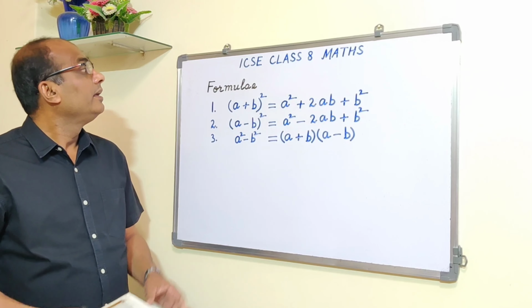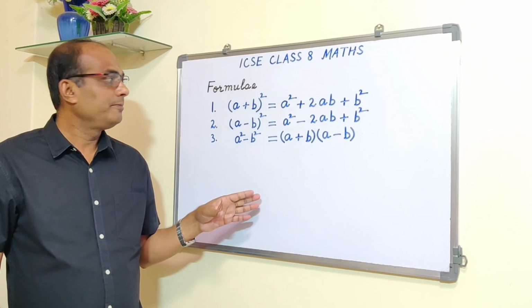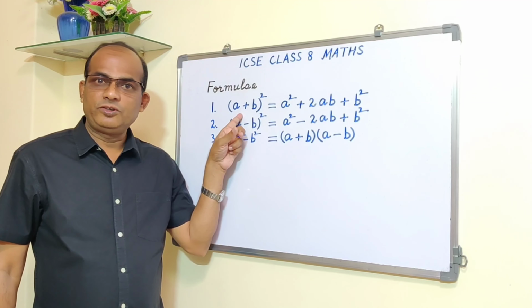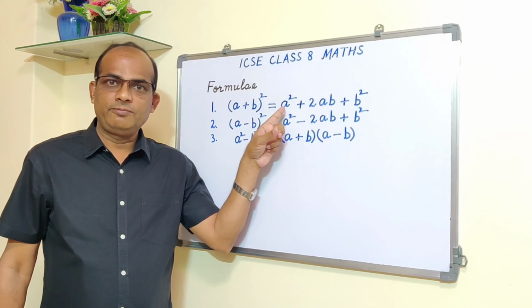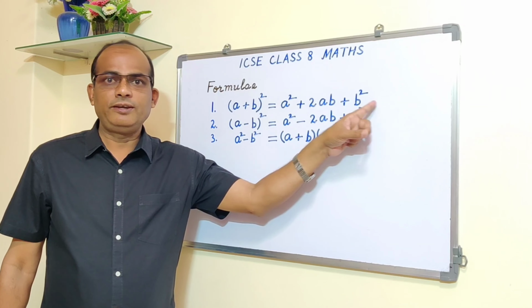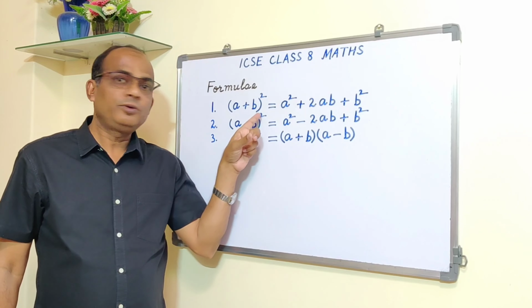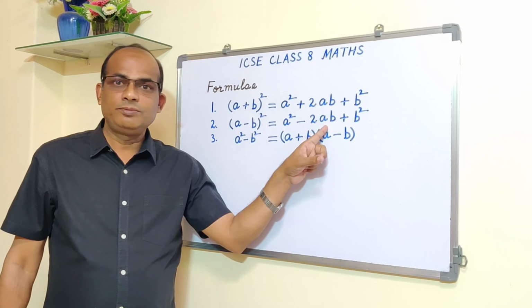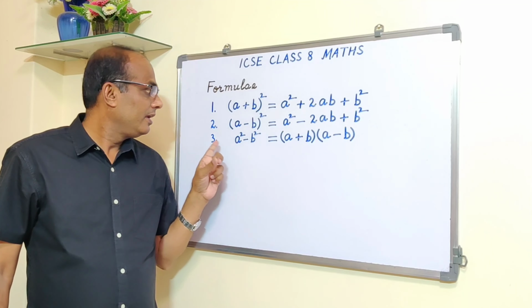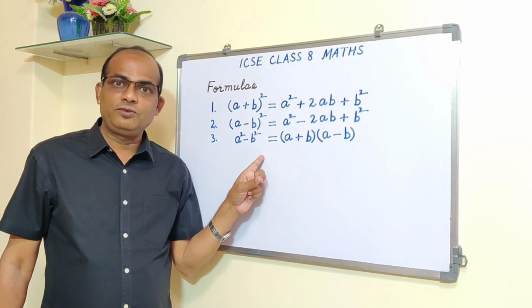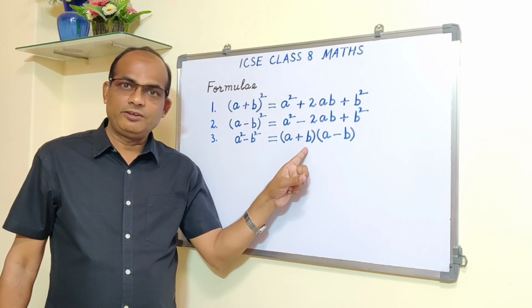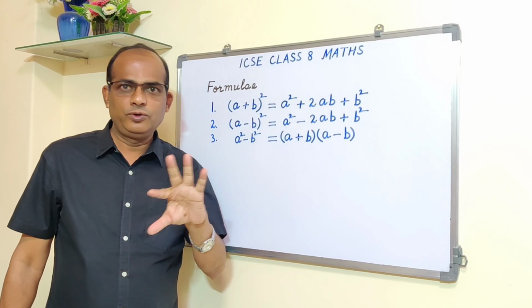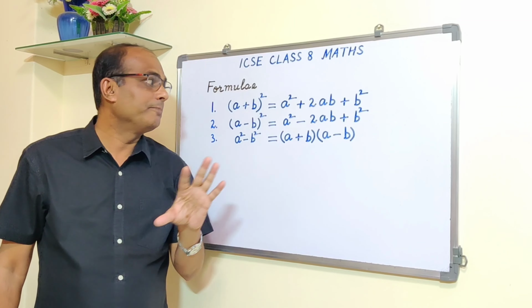Okay. These are the formulas, identities. Three identities I have written. First is a plus b whole square is equal to a square plus 2ab plus b square. Second is a minus b whole square is equal to a square minus 2ab plus b square. Third is a square minus b square, which is equal to a plus b into a minus b, or a minus b into a plus b, whichever, either way it is okay.